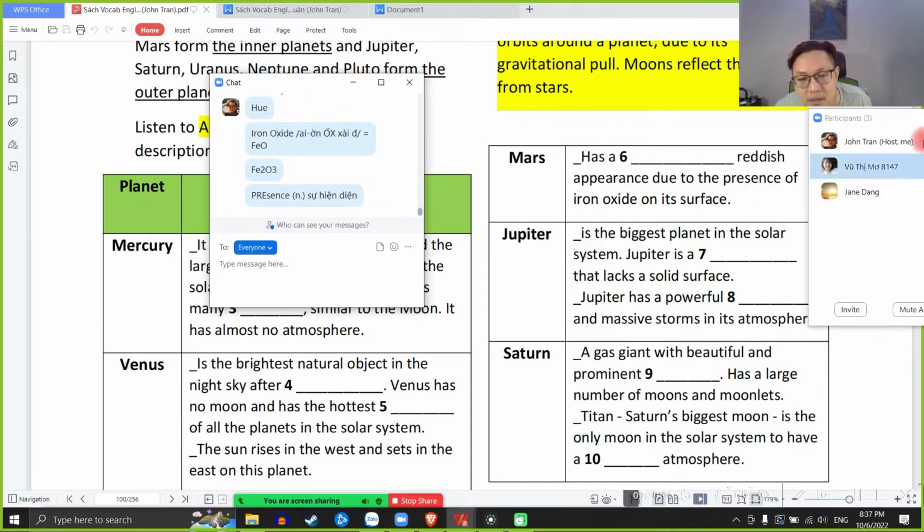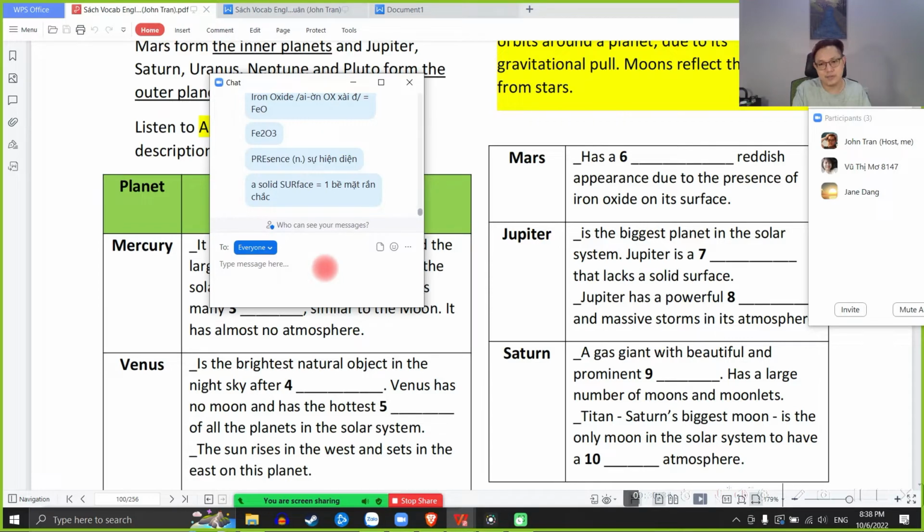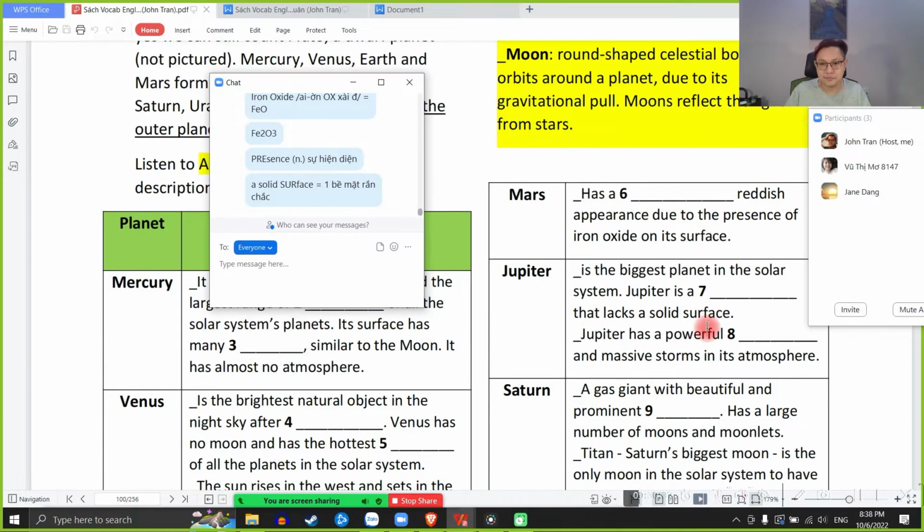So Jupiter, sao Mộc nè, is the biggest planet in the solar system, là hành tinh bự nhất trong hệ mặt trời luôn. Jupiter is a something that lacks a solid surface. Jupiter là cái gì đó mà nó thiếu một cái bề mặt rắn chắc. A solid surface. Một bề mặt rắn chắc. Nó không có. Jupiter has a powerful something and massive storms in its atmosphere. Nó có một cái gì đó rất mạnh mẽ và những cơn bão to khủng khiếp trong cái bầu khí quyển của nó. So massive storms. Những cơn bão to khủng khiếp luôn á trong bầu khí quyển của nó.